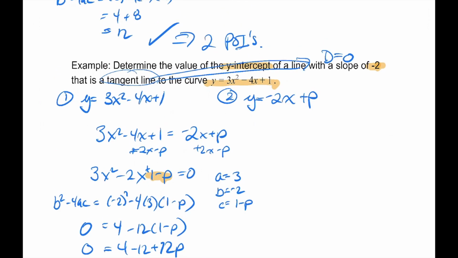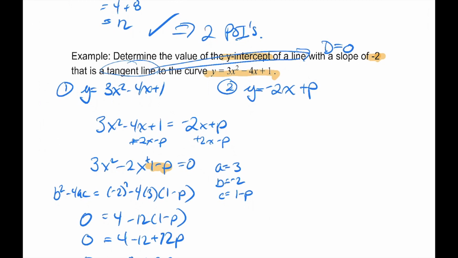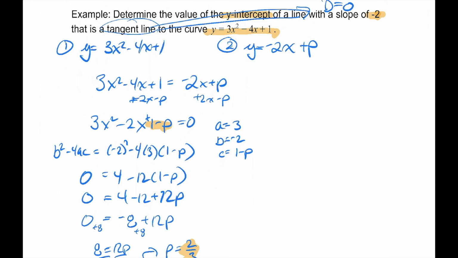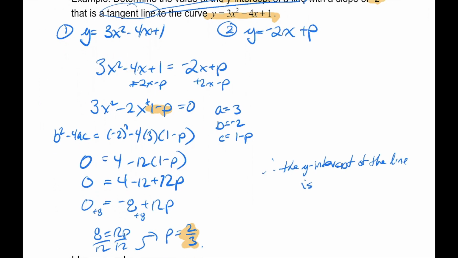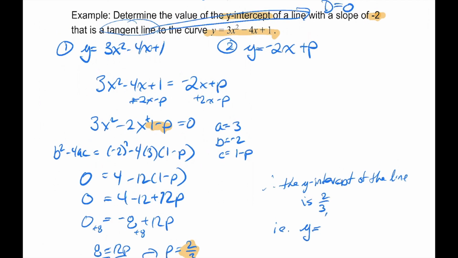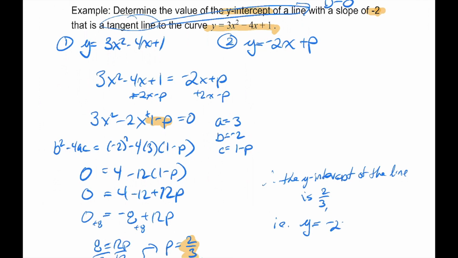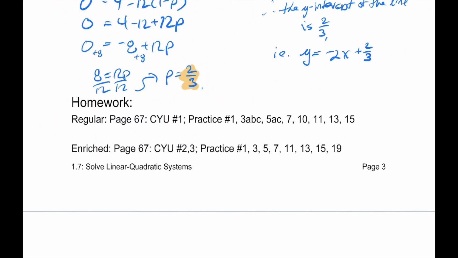So therefore, the line, no, it's just asking for the y-intercept. So therefore, the y-intercept of the line is 2/3. That is, let's explicitly write out the equation, y is equal to minus 2x plus 2 over 3. Okay, so that's an example.